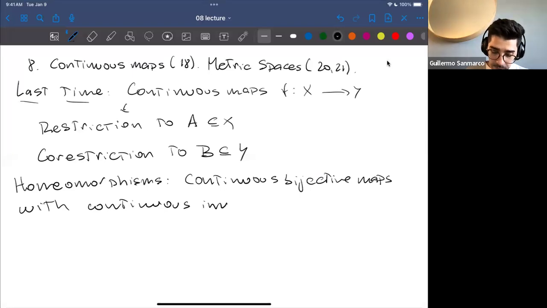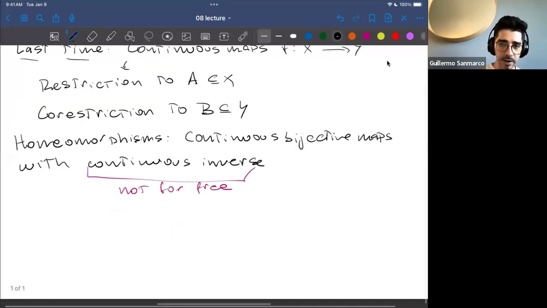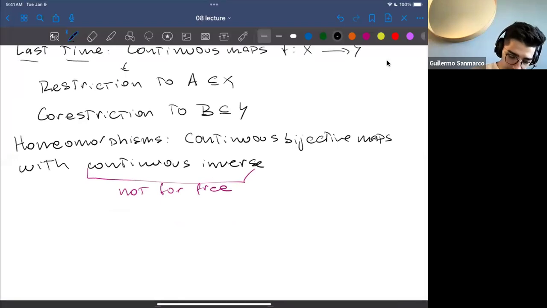And I was trying to focus on how this continuous inverse is not for free, as was the case, for example, in linear algebra. If you have a bijective linear map, then the inverse will be linear. Not the case here. So this is something that we should try to understand better. When is the inverse continuous?